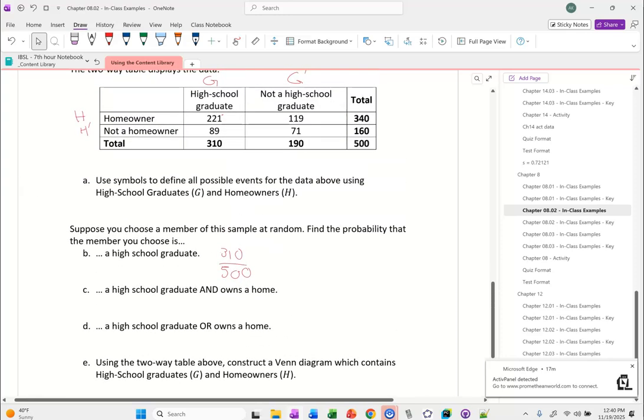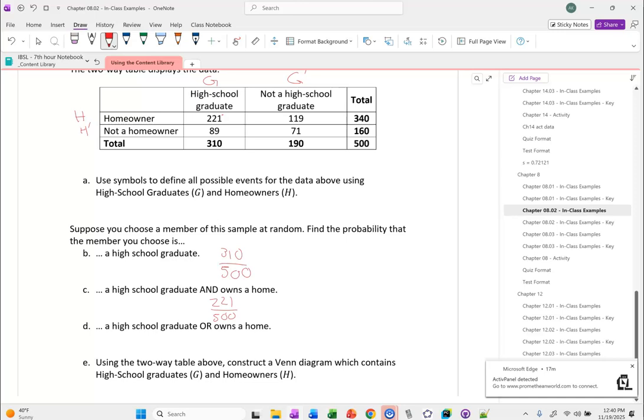Find the probability that you have a high school graduate and are a homeowner. 221 out of 500. 221 is an insane answer, I'm glad you added the out of 500 though. Okay, high school graduate or owns a home. Plus 340 out of 3. No, that's an insane answer again, right?